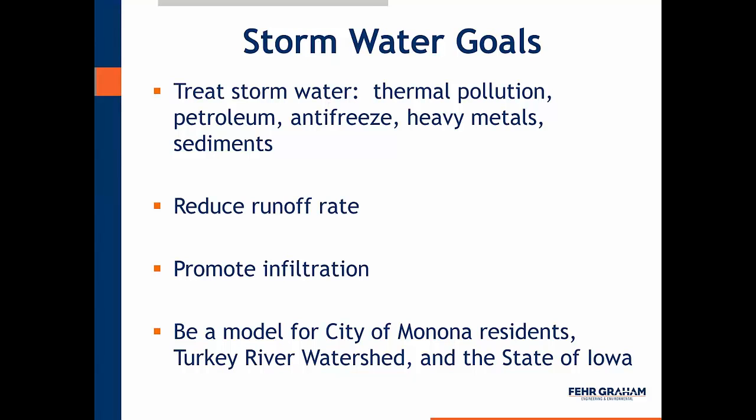Reduce runoff rate and promote infiltration, realizing we had a fairly impermeable clay type soil. So we knew infiltration wasn't going to be wonderful, but still we want to promote as much as possible. And then be a model for the city of Monona residents, the Turkey River watershed, and the state of Iowa. This is somewhat of a newer technique, so we really wanted to kind of be a showcase project for the area.